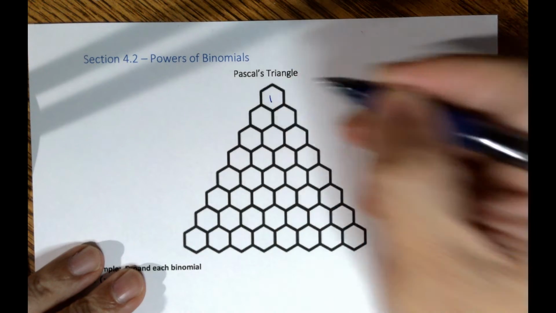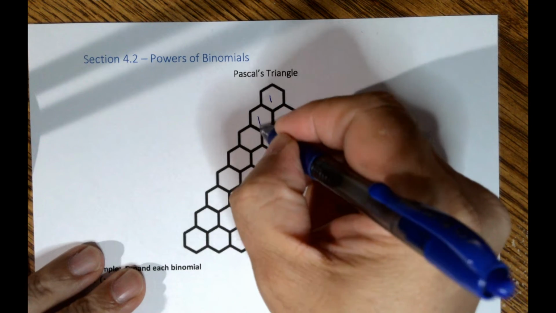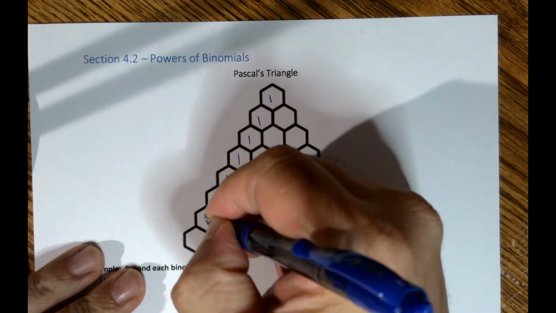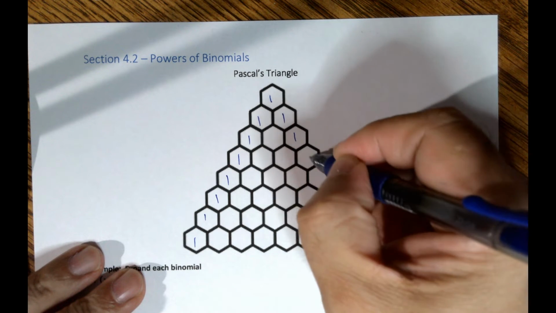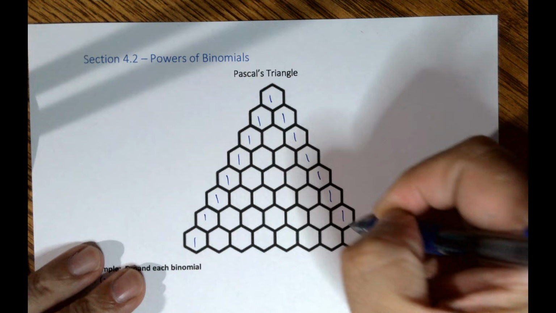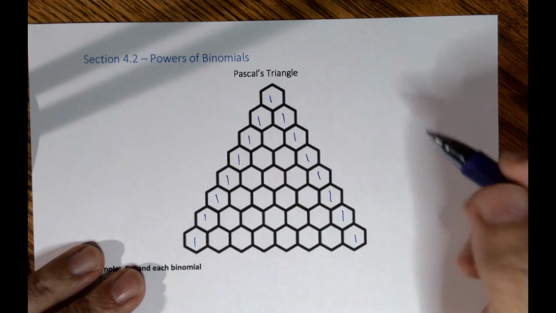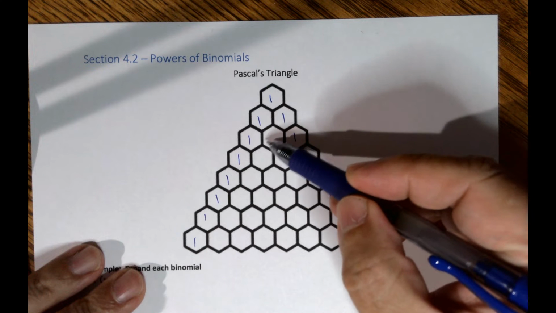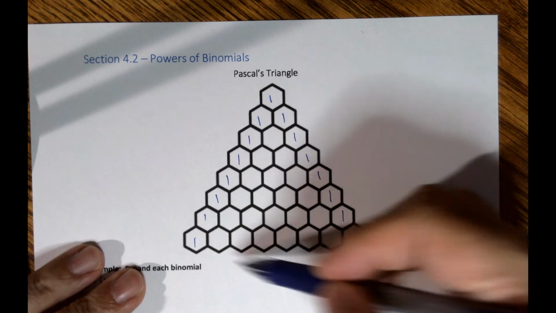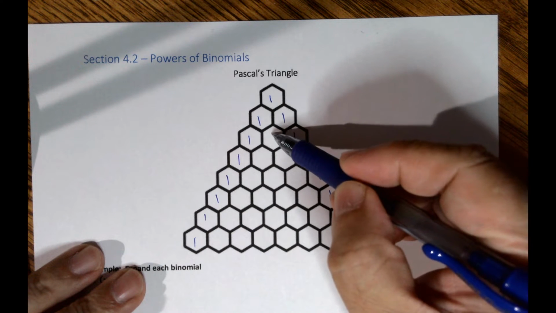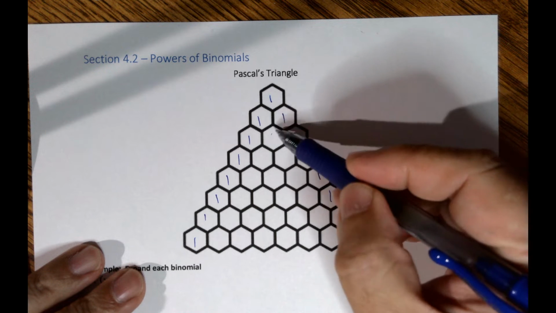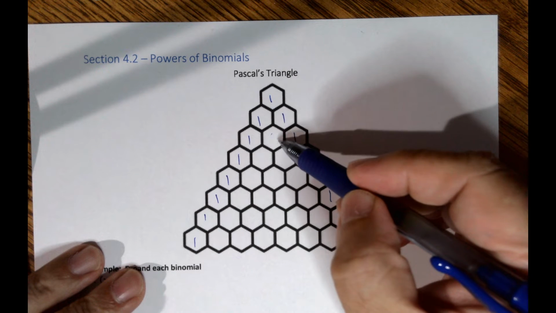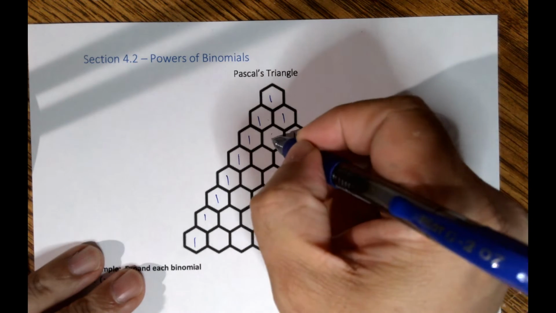You start with a 1, and then along the sides, they're all 1s. And you can make as many lines as you like, or make it one line at a time. You will see how easy it is to write one line at a time. And each of the cells inside here is going to be the sum of the two previous cells that are above it. So this cell is 1 plus 1, making it 2.